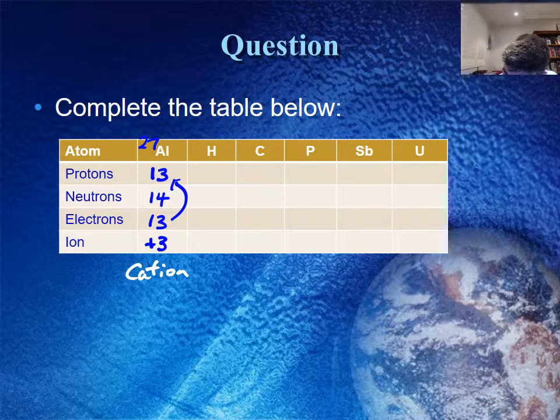Let me move to hydrogen. Hydrogen is number 1. It also has a mass of 1, so therefore it has no neutrons and 1 electron. And it can actually form a positive or a negative ion. It tends to more often form a cation, but it can form an anion as well.